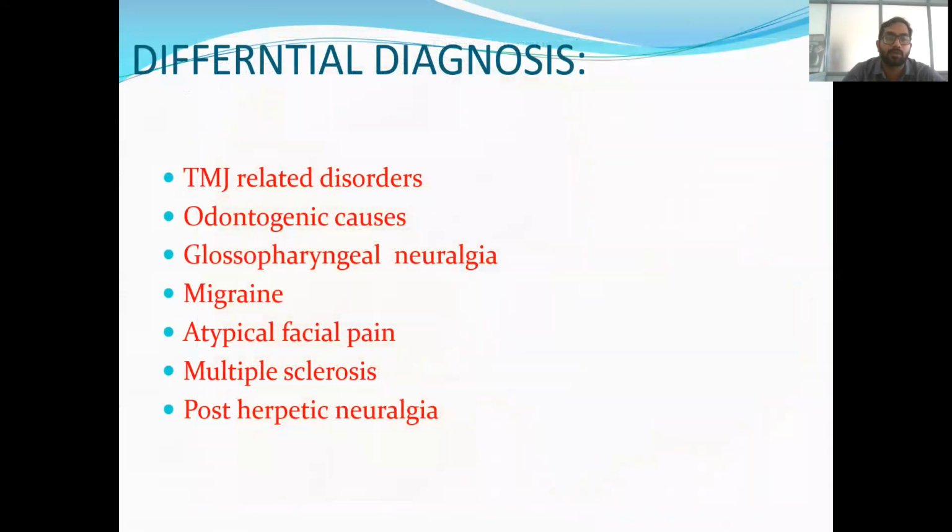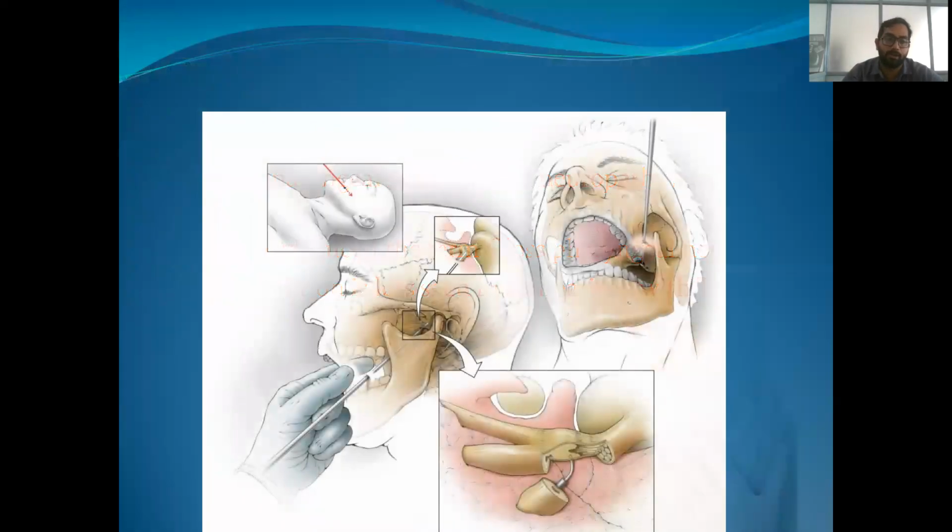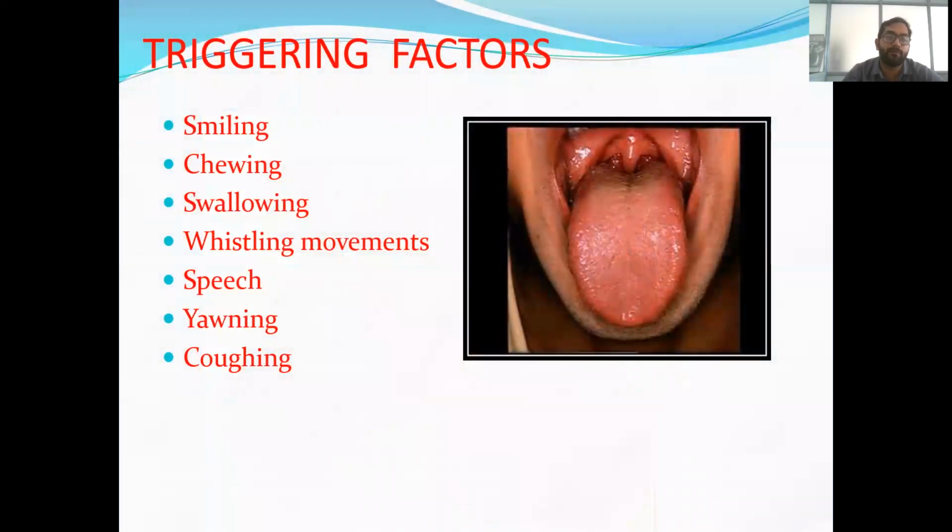Moving on to differential diagnosis: TMJ-related disorders, odontogenic causes, glossopharyngeal neuralgia, migraine, atypical facial pain, multiple sclerosis, and post-herpetic neuralgia. Moving on to glossopharyngeal neuralgia, the first differential diagnosis, it is a neuropathy similar to trigeminal neuralgia. Harris coined the term glossopharyngeal neuralgia. This condition is less seen in comparison with trigeminal neuralgia. The triggering factors are smiling, chewing, swallowing, whistling, speech, yawning, and coughing.